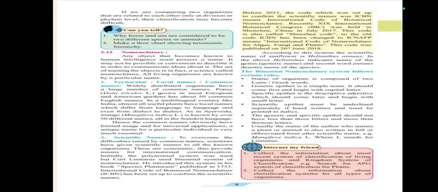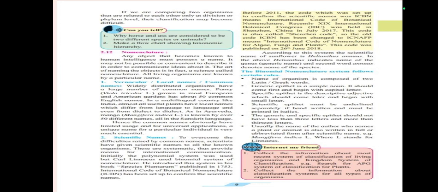Here Helianthus indicates the name of the genus, and the second word annuus denotes the name of the species. The binomial nomenclature system follows certain rules. The name of an organism is composed of two Latin or Greek words. The generic epithet is a simple noun. It should come first and begin with a capital letter. A specific epithet is the descriptive adjective which should come later and begin with a small letter.